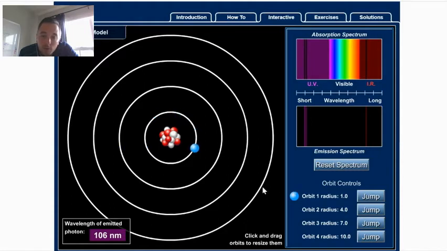So for our purposes, all we have to understand is the bigger the jump, the more energetic the light. The smaller the jump, the less energetic the light. High energy light is purple and blues. Low energy light is reds and oranges, and then yellow and greens are kind of in the middle.